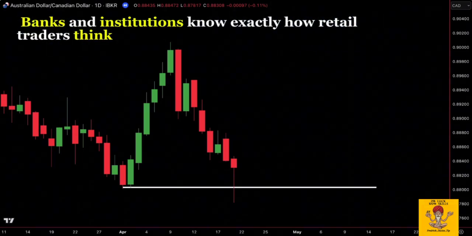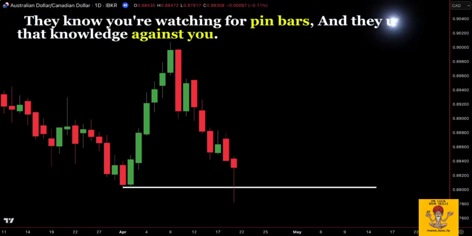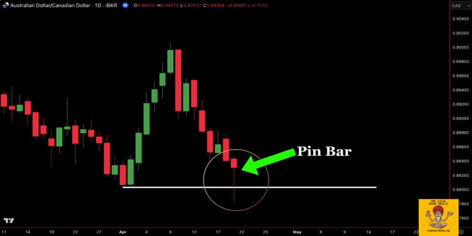Banks and institutions know exactly how retail traders think. They know the books you've read, they know you're watching for pin bars, and they use that knowledge against you. Pin bars are one of the most popular candlestick signals. They show rejection, they look clean, and they're easy to spot.